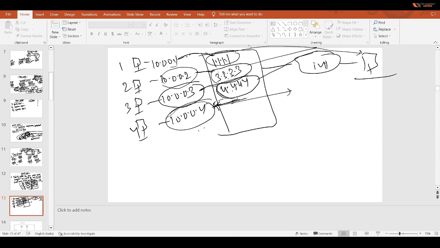Dynamic NAT is actually out of fashion. It is not much used because it is very costly. Why? Because public IPs are very costly. If we have three public IPs here, they can only be used by only three PCs.